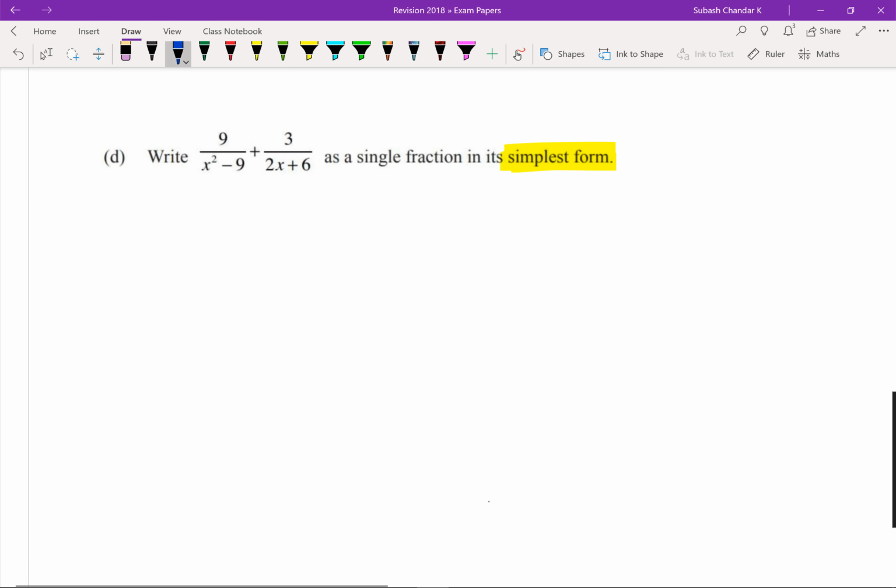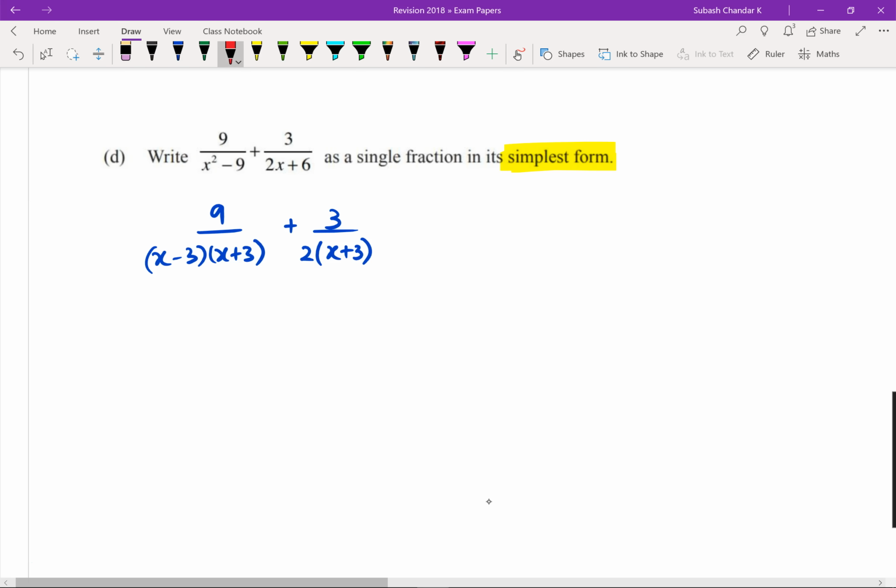But what you can do is start looking at factors. So I'm going to factorize x squared minus 9. When I do that, I get x minus 3 and x plus 3. Then plus 3 over 2x plus 6. I know that 2 is a common factor, and I can take it out, giving 2 times x plus 3. So now it's just a matter of matching up the denominators. On the left-hand side, I've got x minus 3 and x plus 3. But on the right-hand side, I do not have an x minus 3.